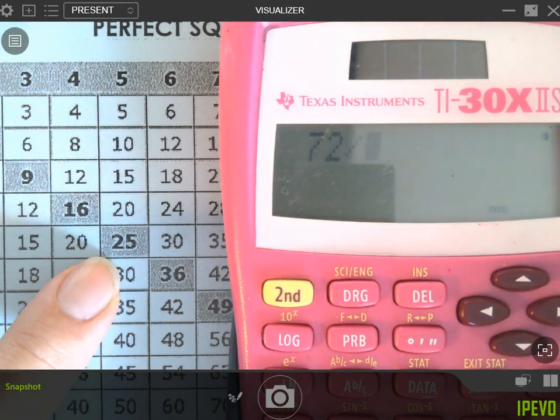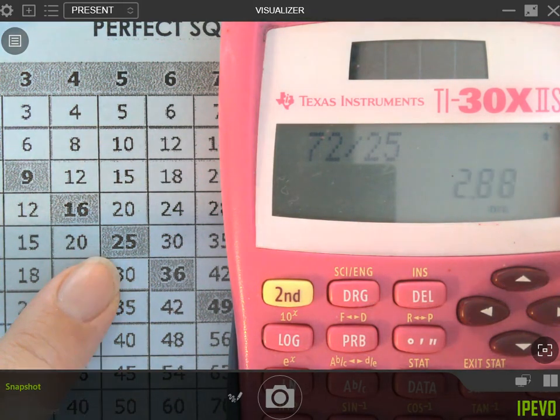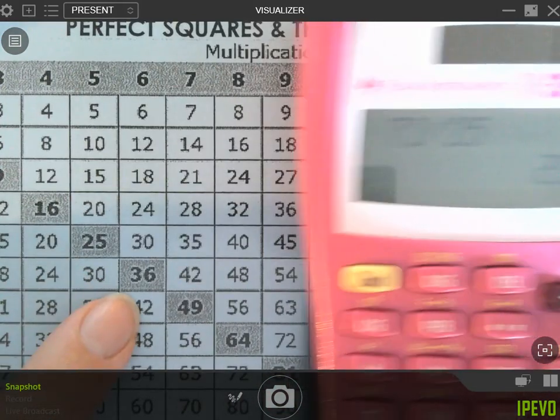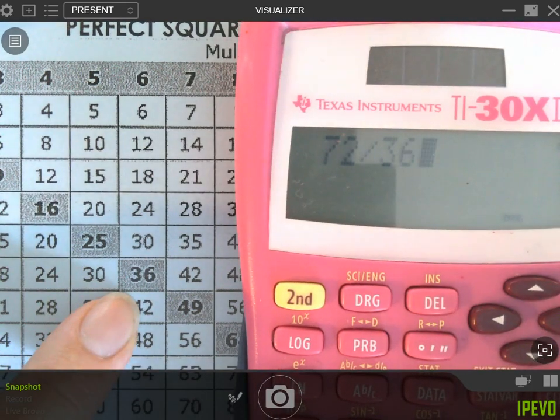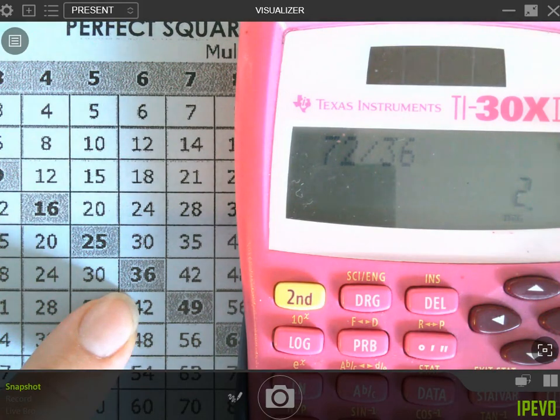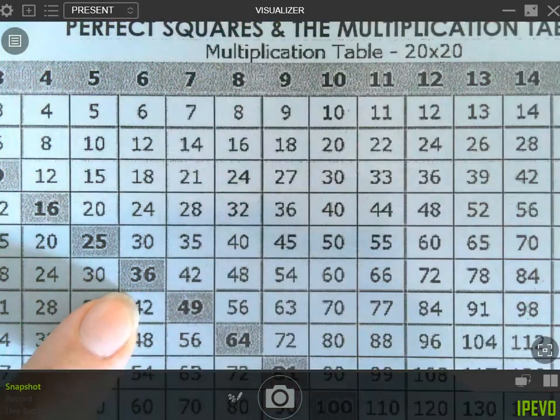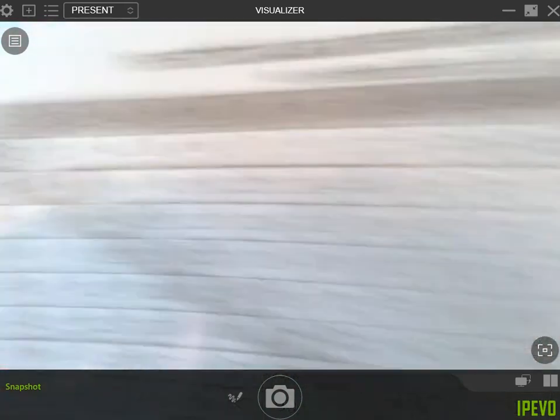Does 72 divide by 25? No. Does it divide by 36? Say yeah. So what's the biggest perfect square that goes into 72? 36. Okay. So there's several things we could do here.